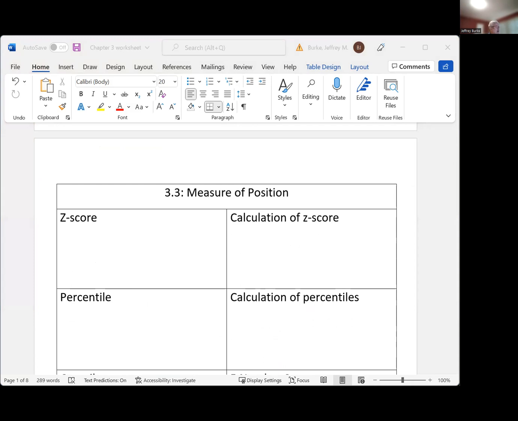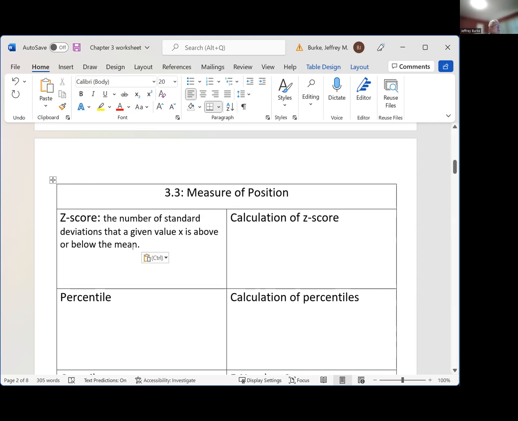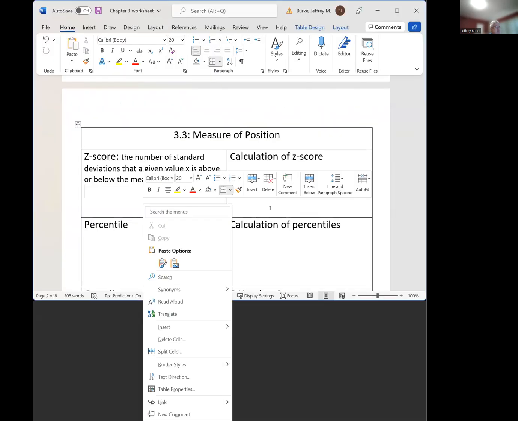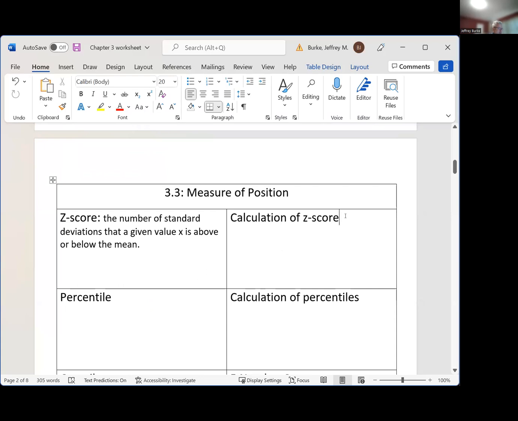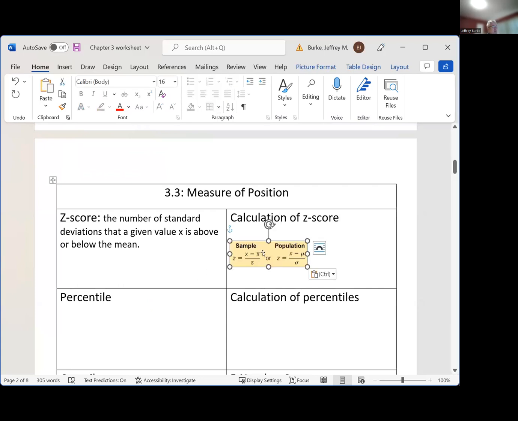Okay, let's see, copy this. And as far as the definition, there we go. It's the number of standard deviations that a given value X is above or below the mean. And I have the formulas for this right here. I'm going to put these in. And we have two formulas, one for sample, one for population.